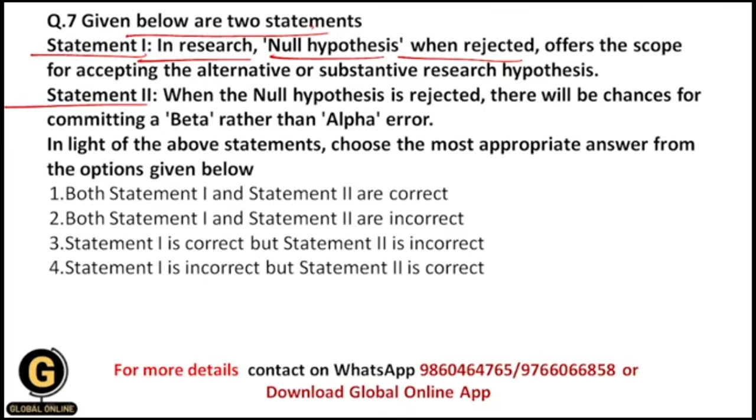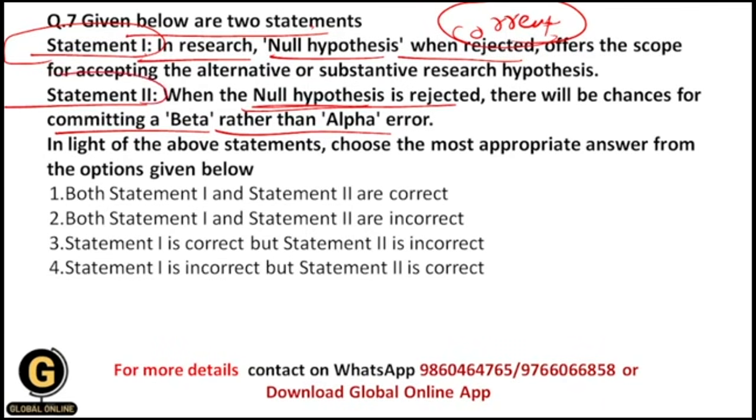Statement 2 is: when the null hypothesis is rejected, there will be chances for committing a beta rather than alpha error. Now statement 1 states that whenever in a research process we reject the null hypothesis, it offers us the scope to accept the alternative or substantive research hypothesis. And this statement is correct, because whenever we reject the null hypothesis, automatically we accept the alternative hypothesis. This is a rule, and that's why this statement is correct.